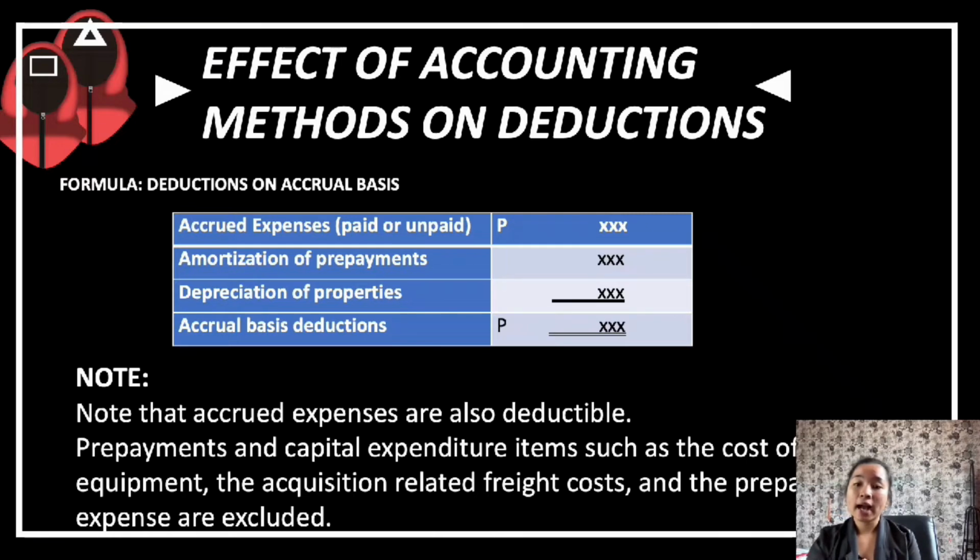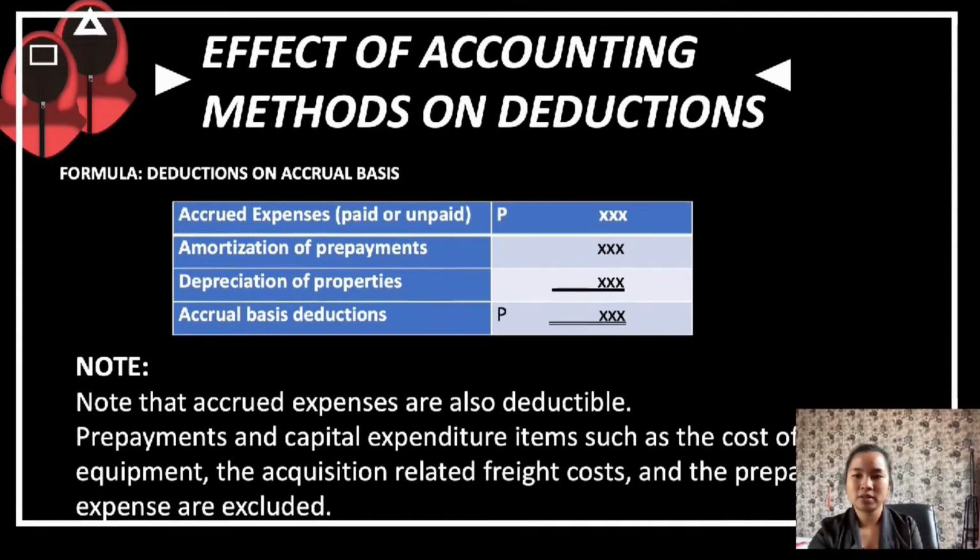Prepayments and capital expenditures, such as costs of equipment, the acquisition, related freight cost, and the prepaid expenses, are excluded. So the formula for the computation of deductions on accrual basis is accrued expenses, paid or unpaid, in addition to the amortization of prepayment and depreciation of properties. By then, you will be getting the total amount for the accrual basis deductions.